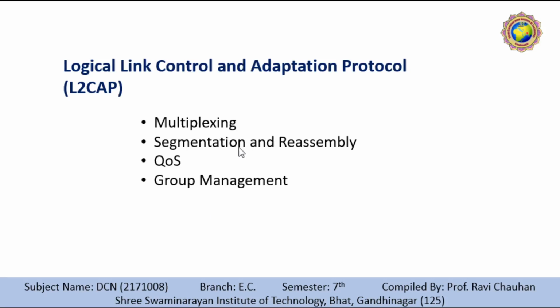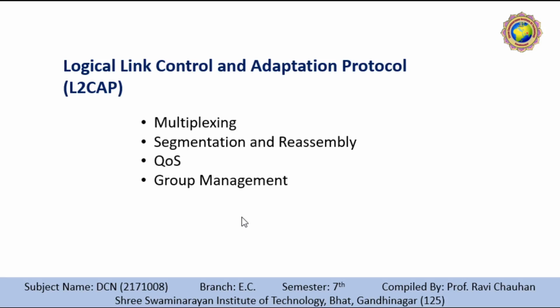Second is segmentation and reassembly. The maximum size of the payload field in the baseband layer is 2774 bits or 343 bytes. This includes 4 bytes to define the packet and packet length. Therefore, the size of the packet that can arrive from the upper layer can only be 339 bytes.